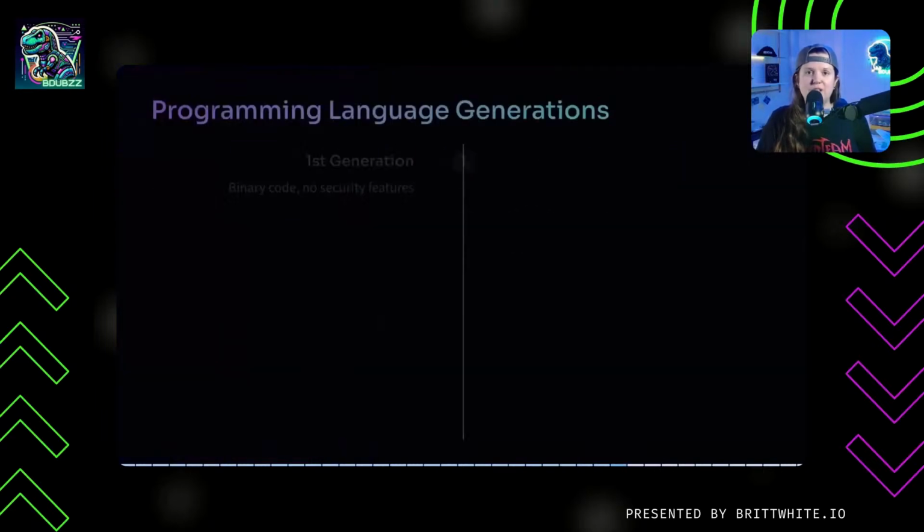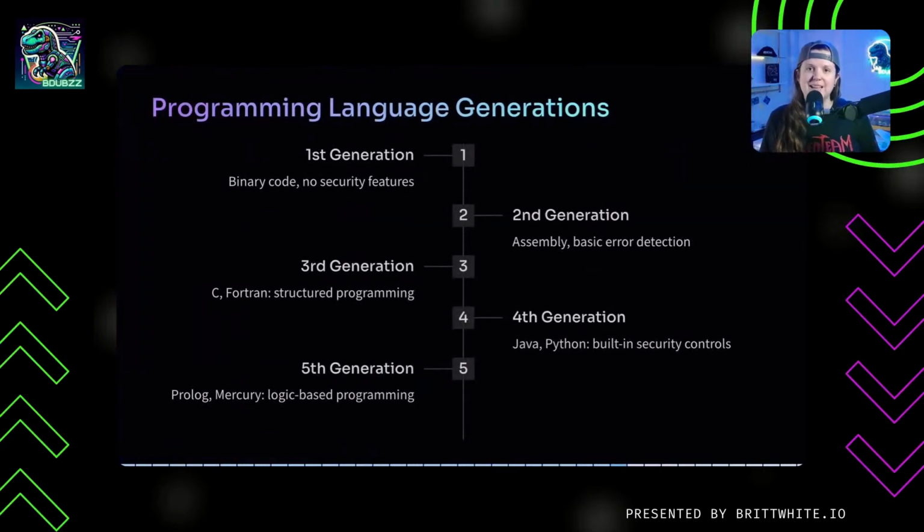So let's quickly explore the evolution of programming languages and their security features. This is a fascinating journey that shows us how security has evolved over time. First-generation languages consisted of pure binary code, with direct hardware instructions. While efficient, these languages had significant security drawbacks. They carried a high risk of memory errors and lacked any built-in security features.